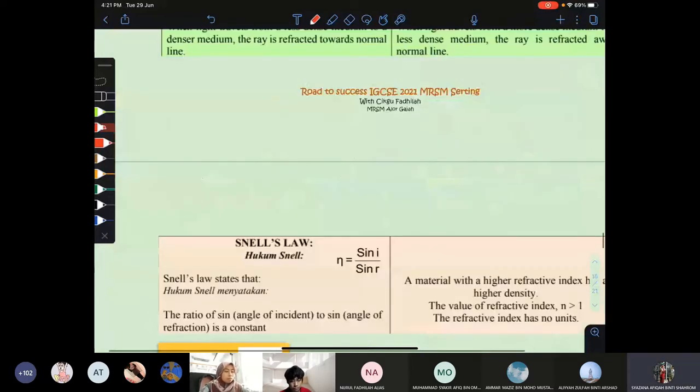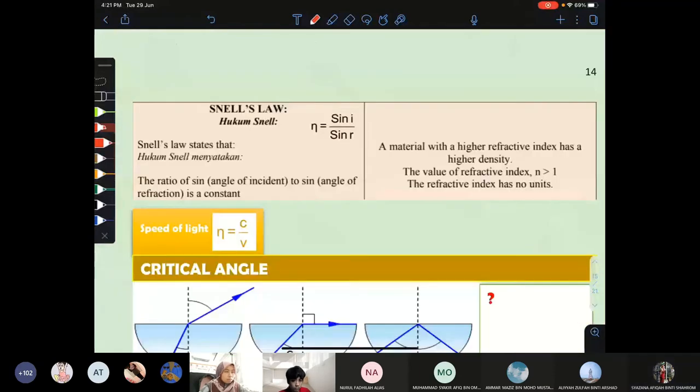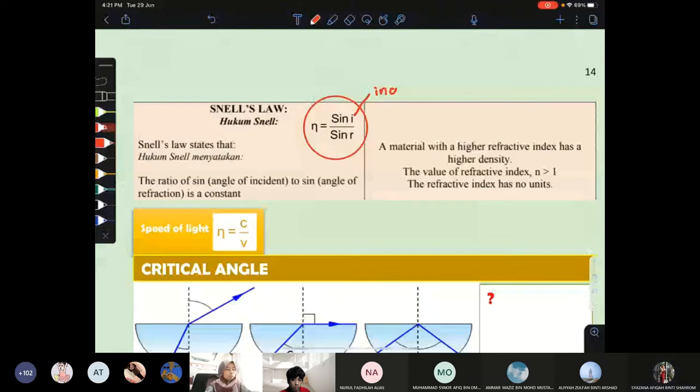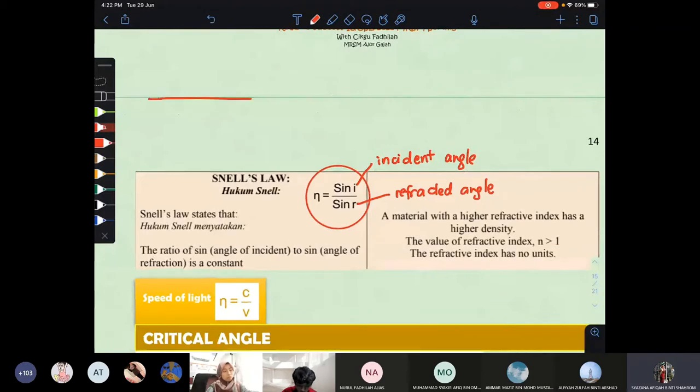Right. And then in the topic of refraction of light wave, we have Snell's law. This formula is obtained from Snell's law. Usually people say I is for incident and R is for refracted angle. But for my students, I say don't remember it like that, incident and refracted. Be careful. Now, if you look like this, let's say this is a boundary. Light travels from glass. So let's say I have glass here.